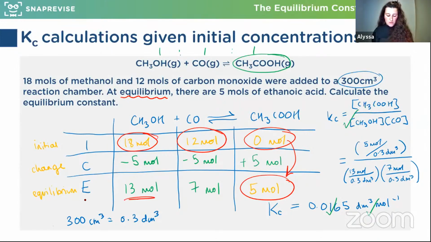Yes, the equilibrium moles down here is the 13, the 7, and the 5. Because I've worked out that I must have lost 5 moles of methanol and lost 5 moles of carbon monoxide. So at equilibrium, when I've got my 5 moles of ethanoic acid, I've only got 13 moles of methanol and 7 moles of carbon monoxide because I've used 5 moles of each to make the ethanoic acid. Yes, good. So Alex, try and refresh your page maybe.